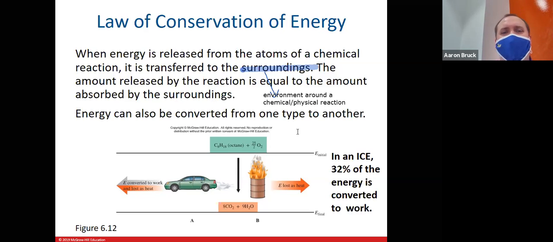So if I have a fire in a barrel, as I do right here, if I held a thermometer out near the fire, not in the fire itself, but near the fire, what I would notice is that the temperature around that fire is increasing. What that means is energy is being emitted to the surroundings from the chemical reaction that's taking place in that barrel.